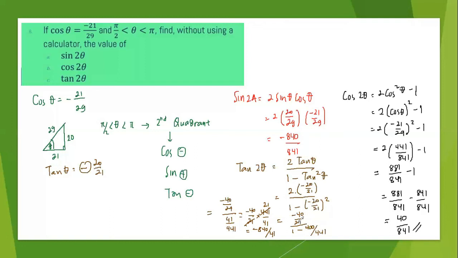Sir, where does tan theta minus 20 over 21 come from? Here. Tangent, right? From the triangle. Oh, okay, sir.